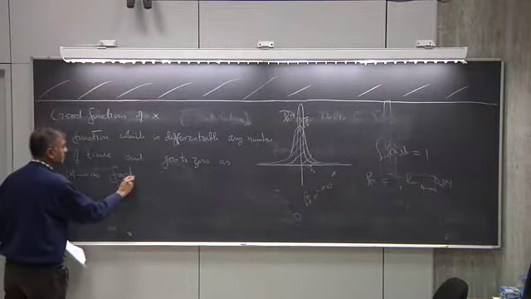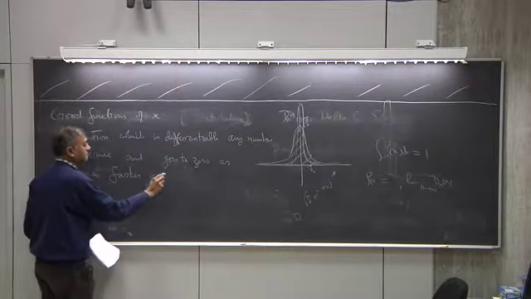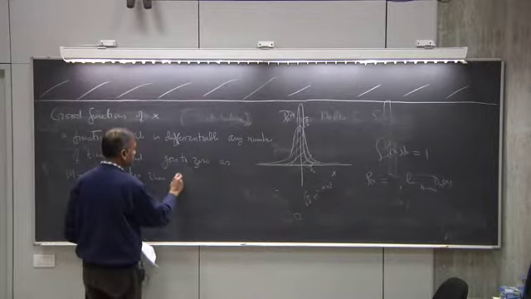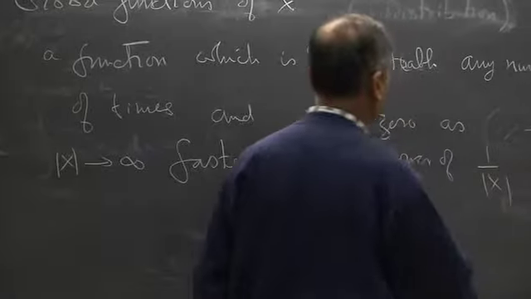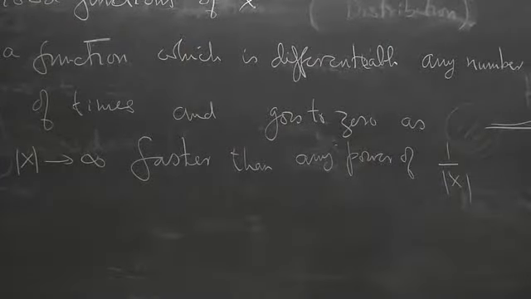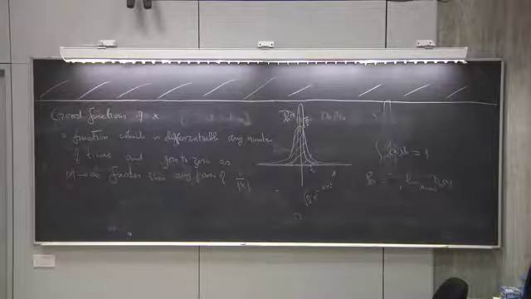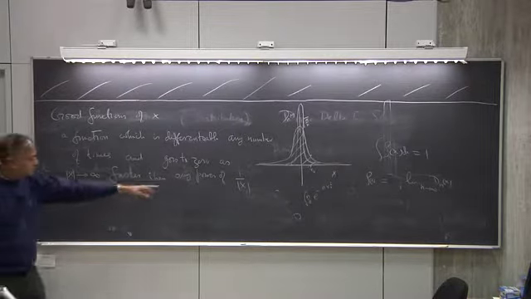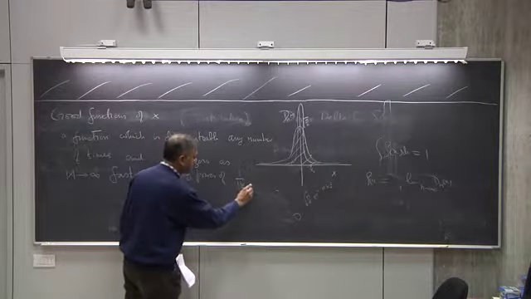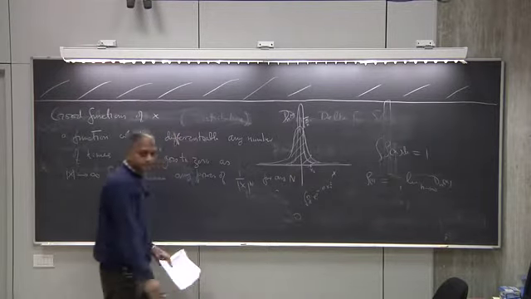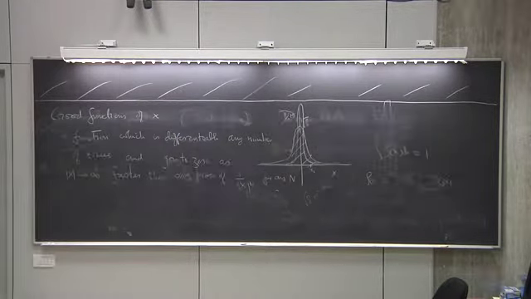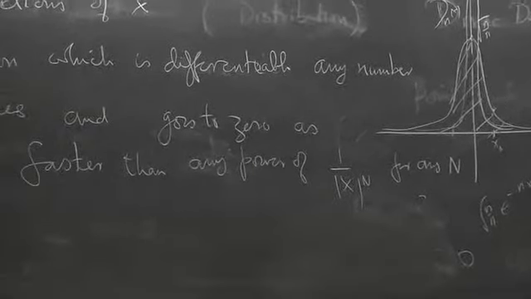faster than any power of 1 over x. It's like being exponentially suppressed. So faster than 1 over x to the n for any positive n. It goes to 0 faster than that. That's what is called a good function.